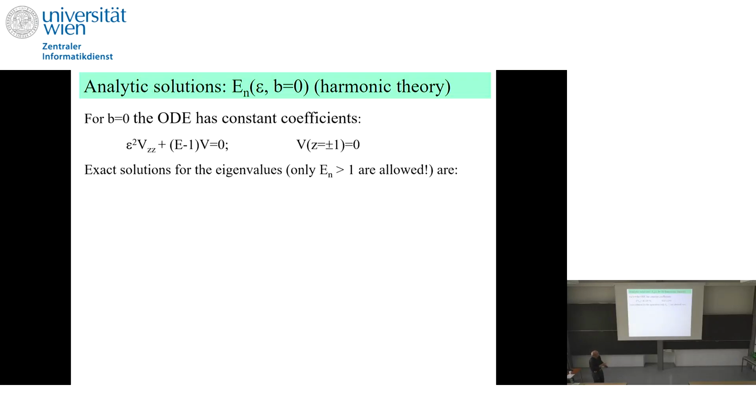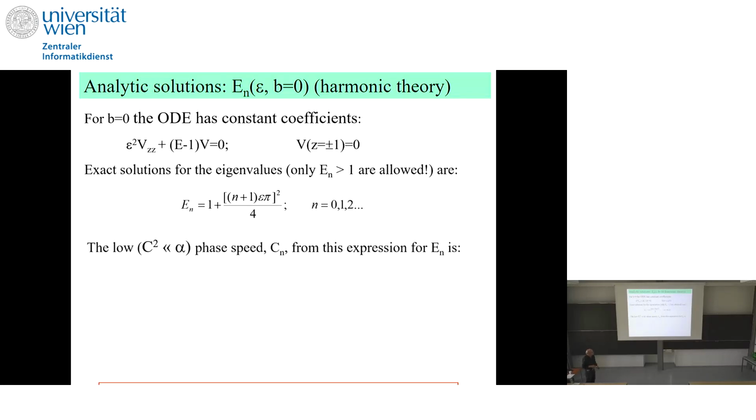The E_n are always larger than 1. This always has to be positive for the solution to satisfy the two boundary conditions. And this is the value of E_n, 1 plus something. No matter how small epsilon is, this is always positive, so E is always larger than 1. This is going to become important in a few moments.